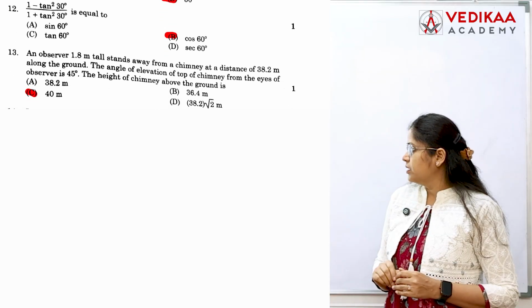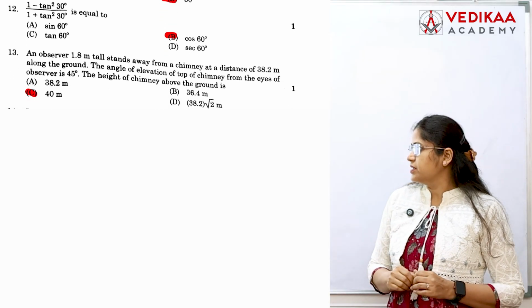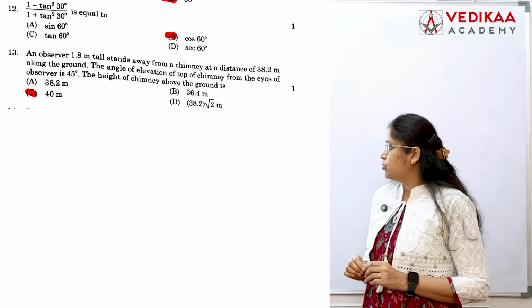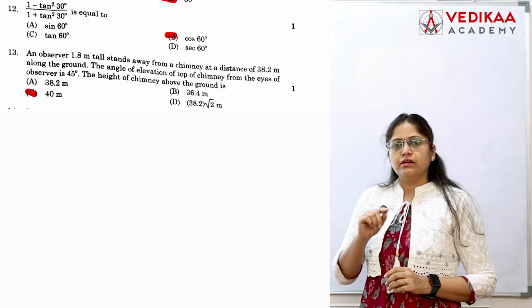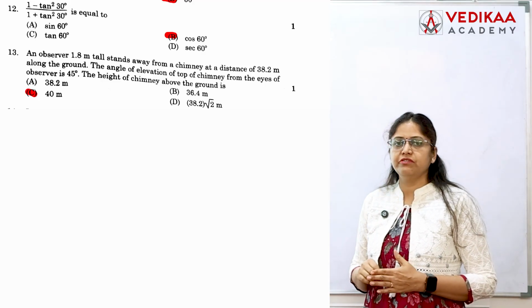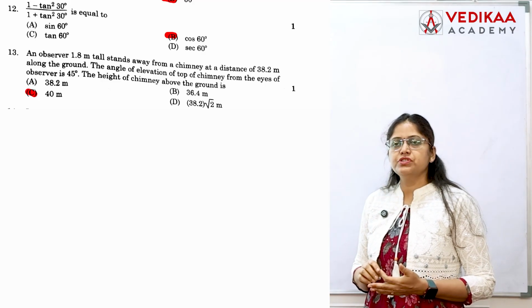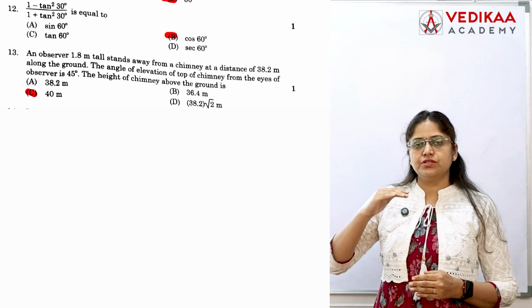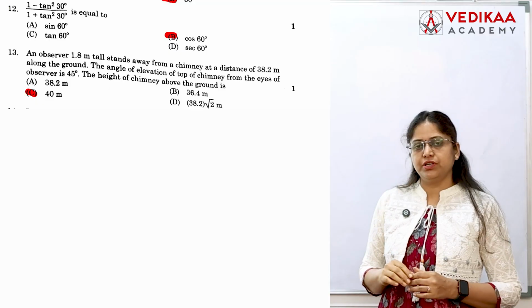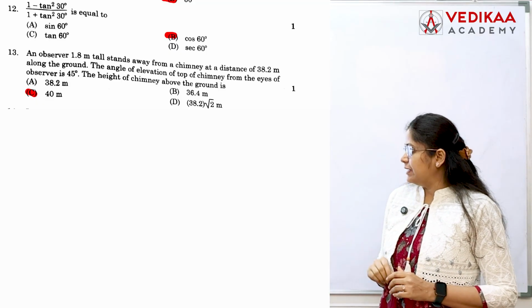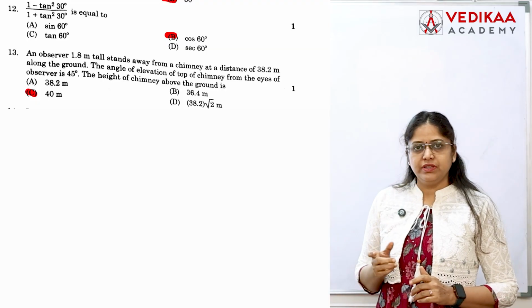Next one, question number 13. Again, this is from the applications of trigonometry. Here the angle of elevation is given as 45 degrees, so we can use the tan identity here. If you use tan 45, you can get the height of the chimney from the eyes of that particular observer. Tan 45 is equal to 1, that we know.